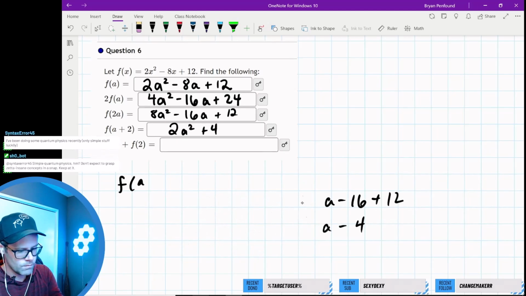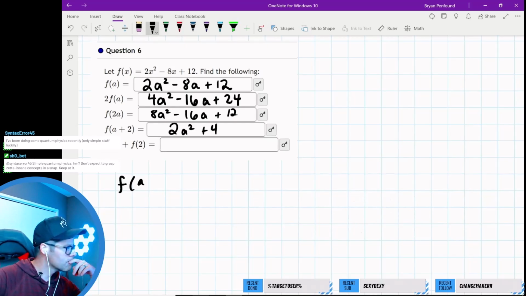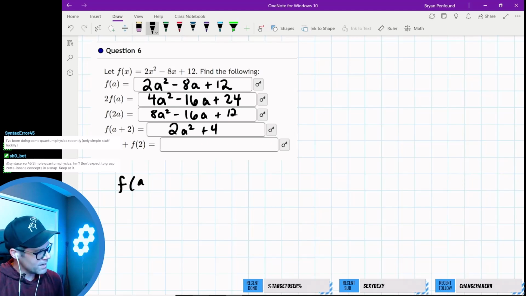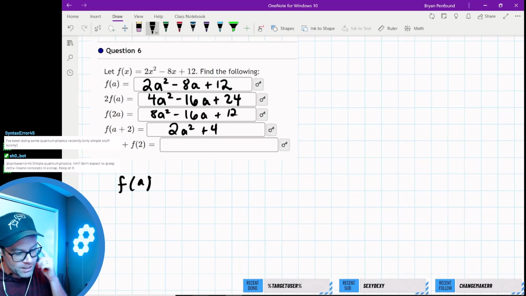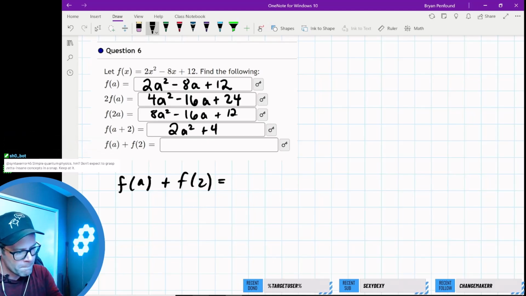Simple quantum physics. Don't expect to grasp insane concepts in a snap. Keep at it. Oh, doing some quantum physics. That's kind of cool. I have never learned any physics ever. So I am actually a little nervous because I have no idea what mechanics is going to look like. I literally have no expectations, which is probably a good thing.